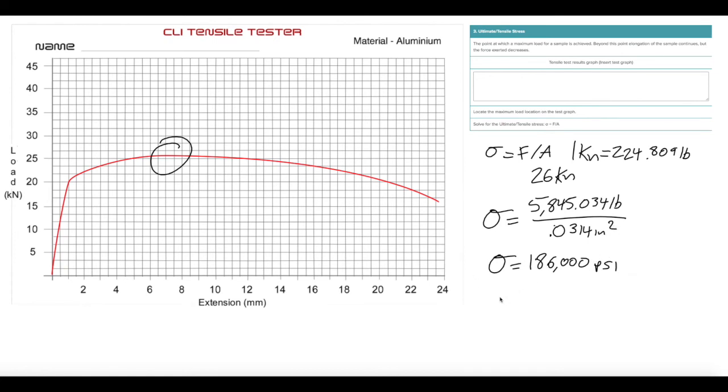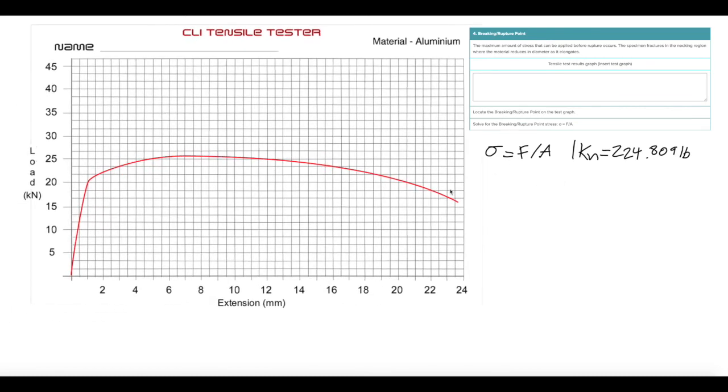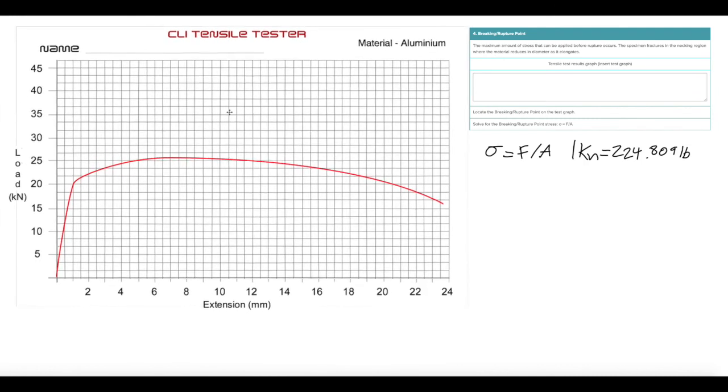See, this isn't so hard. Let's move on to number 4. All right, question 4. Once again, talking about stress. You can see I brought over my equations, my conversions again. This time, it's talking about the breaking or rupture point, or I like to always call it the failure point, where it fails. So it wants us to locate where this failed. That's really easy. The failure point is right here. So that's where it fails.